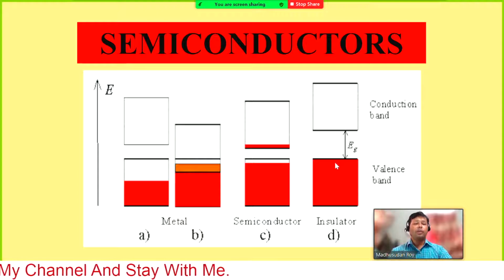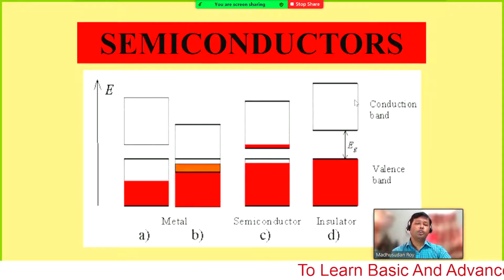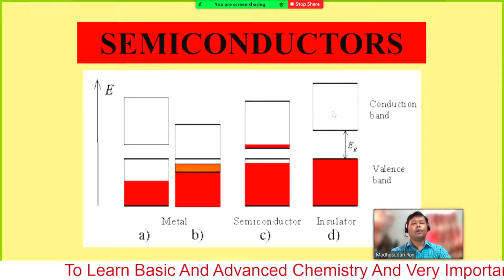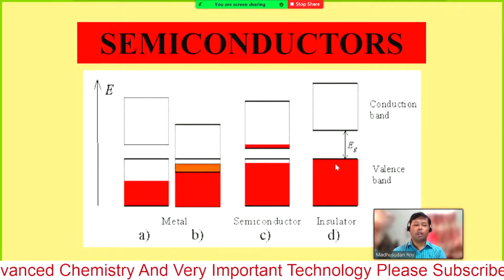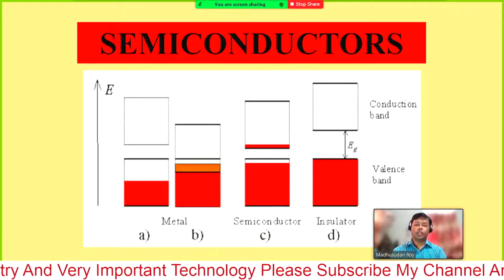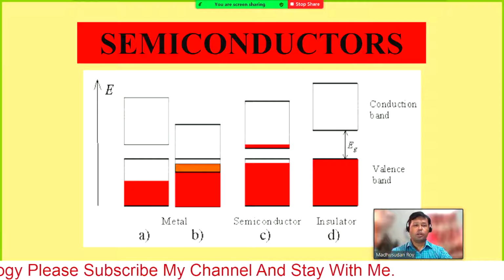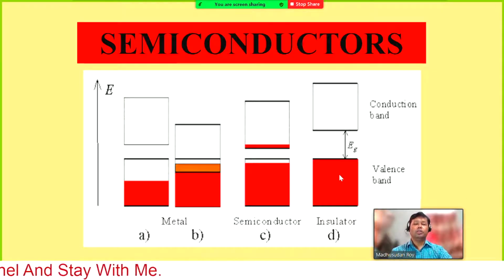What about the insulator or non-conductor? In case of a non-conductor or insulator, the valence band is completely filled and the conduction band is completely empty, and the difference between the valence band and the conduction band is very large. Therefore, if you apply quite a large potential difference, still it is very difficult to transfer electrons from the valence band to the conduction band. So it is very hard to flow electricity through this insulating material.